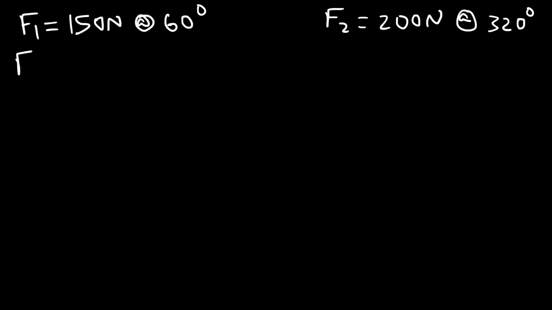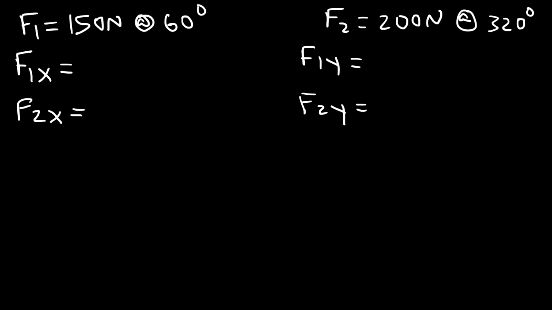Now, let's find F1x and F2x. I'm going to line up the x components on the left side. On the right side, I'm going to put the y components, F1y and F2y. So F1x, that's going to be 150 times cosine of 60, which is 75 newtons. F2x is 200 times cosine 320, and that's going to be 153.2.